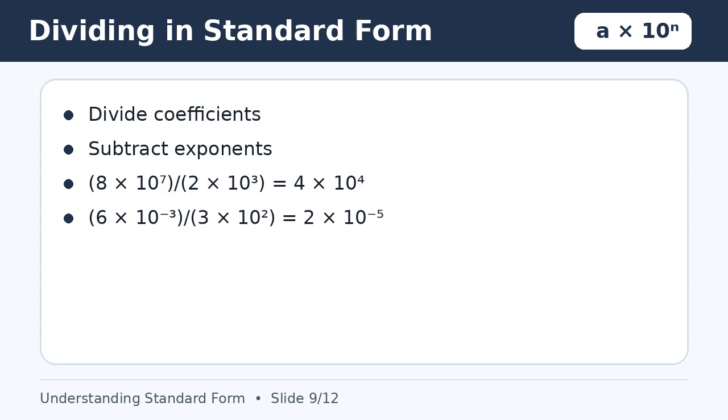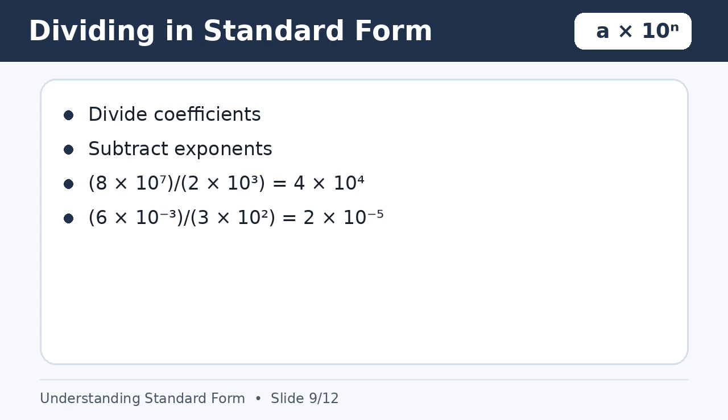To divide numbers in standard form, divide the coefficients and subtract the exponents. Consider 8 times 10 to the power 7 divided by 2 times 10 to the power 3. Divide the coefficients. 8 divided by 2 is 4. Subtract the exponents. 7 minus 3 is 4. Therefore, the answer is 4 times 10 to the power 4.